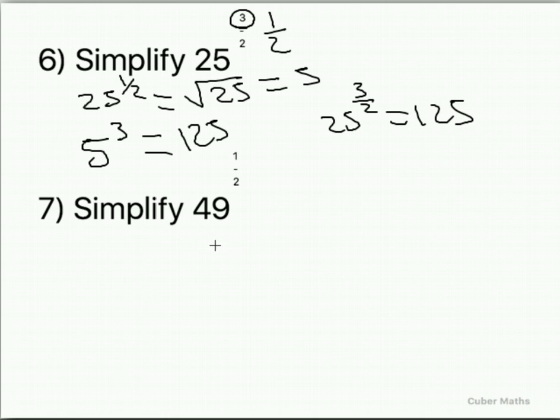Here in the seventh problem, it just says 49 to the power of a half. We know 49 to the power of a half is equal to the square root of 49. The square root of 49 is 7.